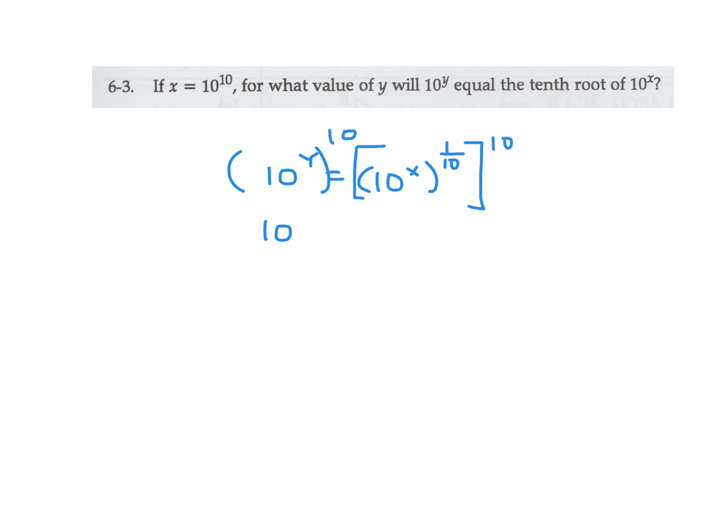And when you do, this becomes 10^y, and this just becomes 10 to the power of x, because 1 over 10 times 10 is just 1. So then the bases are the same, so that means the exponents are the same, so that means 10y is equal to x. Now x, they've told me, is 10 to the power of 10. So substitute that in, and then divide through by 10, and you'll get 10 to the power of 9 for the value of y.